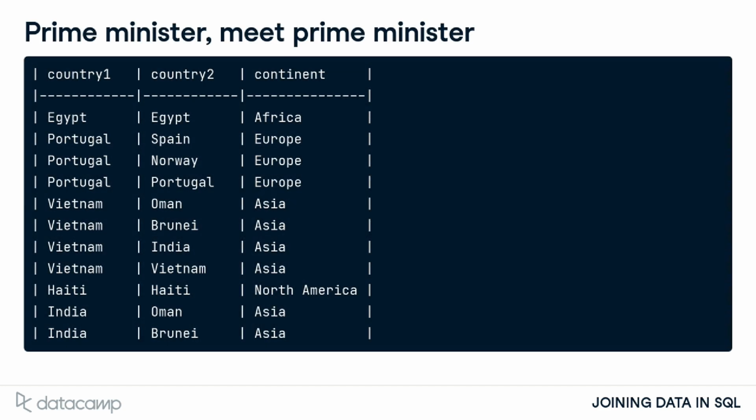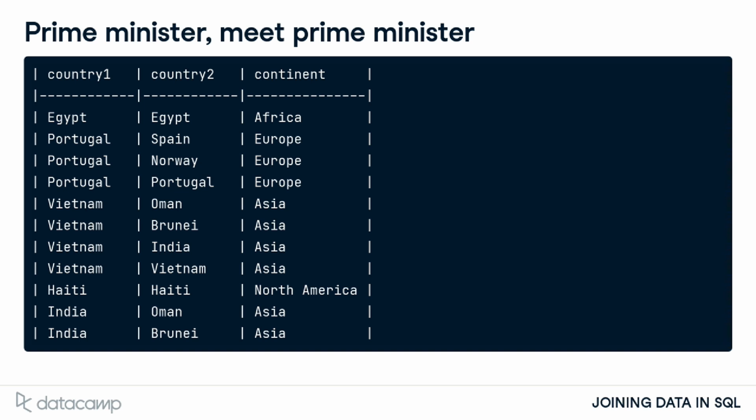The results are a pairing of each country with every other country in the same continent. However, note that our join also paired countries with themselves, since they too are in the same continent as themselves. We don't want to include these since a leader from Portugal does not need to meet with themselves, for example.